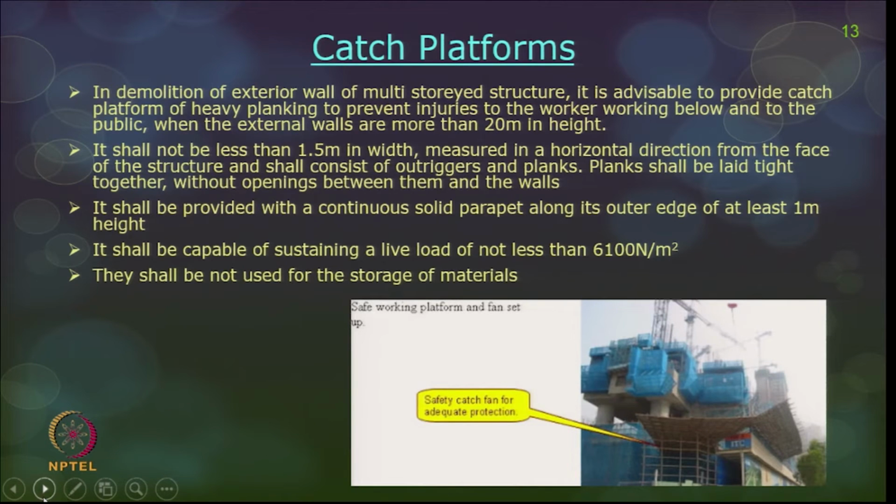The catch platforms shall be provided with a continuous solid parapet along its outer edge at least 1 meter in height, so that even the bigger debris are all collected inside the catch platform and not falling off. So, 1 meter height is just like a guardrail protection only. It shall be capable of sustaining a live load of not less than 6100 Newton per meter square, and they shall not be used for the storage of material. So, as and when the catch platform has reached sufficient load, it should be removed and started to reuse. After the debris are there, it should be transferred through the chutes, and the catch platform is again ready for collecting all your debris.